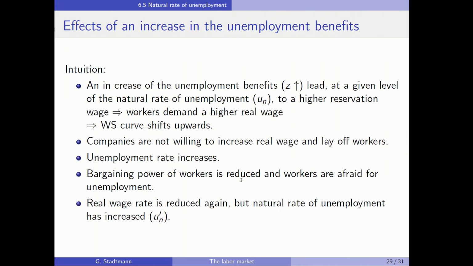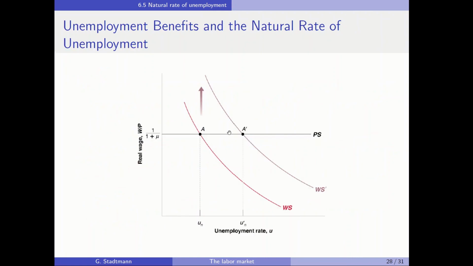Why is that? Let's try to get the intuition. An increase of the unemployment benefit Z leads, at a given level of the natural rate of unemployment, to a higher reservation wage, and therefore the workers demand a higher real wage. So the wage setting curve shifts upwards. But the companies are not willing to increase the real wage because nothing has changed on the side of the companies. The production function is the same. The state of technological knowledge, A, is the same as before. The pricing power and the markup are the same as before. So nothing has changed on the side of the companies, and therefore they are not willing to increase the real wage, and they will start to lay off workers. The unemployment rate increases in the adjustment process.